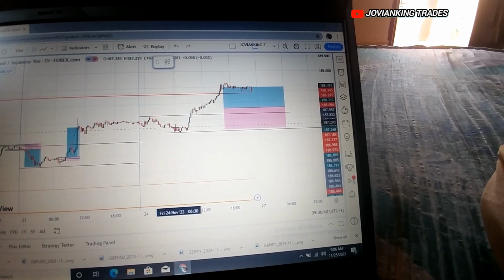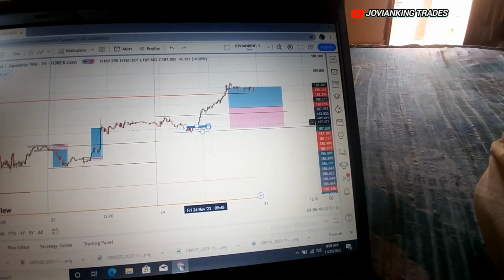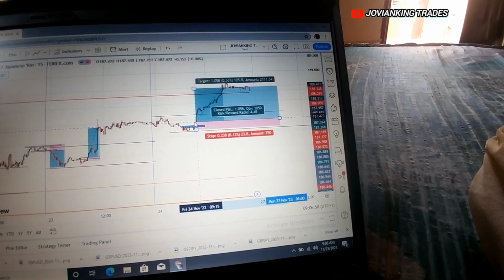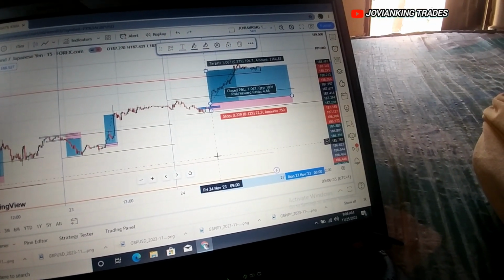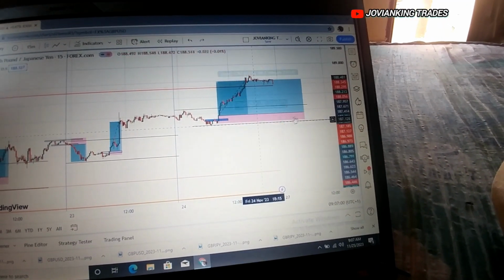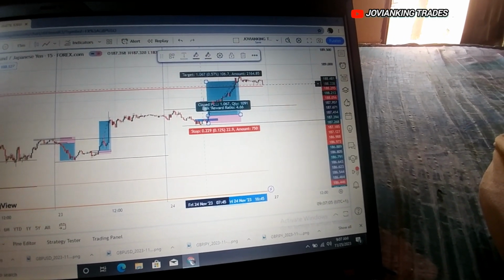So first of all, you mark the neckline. So here is the neckline, right? Here is the neckline, and this is a strong momentum candle that broke that particular neckline. So from there, you place your entry, and it also happened during the open of the London session. So this is the first 15-minute candle of the London session. So it's also aligned very, very well.